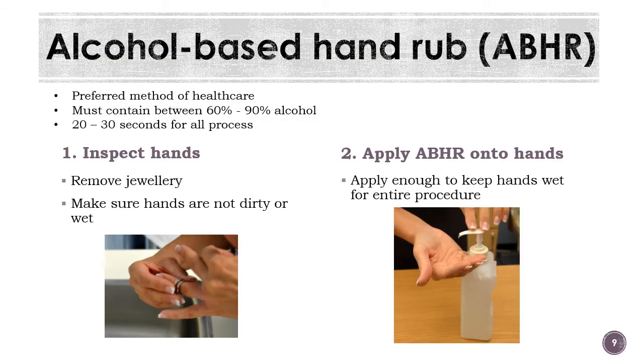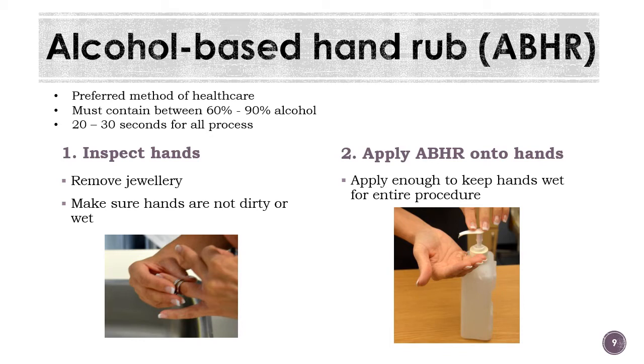So what we will start with is how to perform alcohol-based hand rubbing. This is the method so that you make sure that your entire hands are clean. And this is the preferred method of healthcare. This is because firstly, it is quicker. It takes only 20 to 30 seconds as opposed to 50 to 60 seconds of the other method. And it also kills most of the germs. It's easy to have alcohol available in all areas of the hospital or healthcare facility.